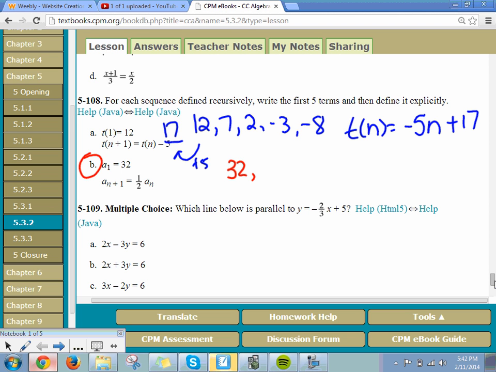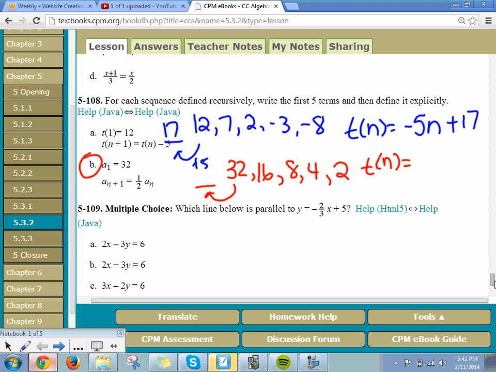Then in B, they tell me that the first number in the sequence is 32. Then I'm going to take that and multiply it by 1/2. So 32 times 1/2, I believe, is 16. 16 times 1/2 is 8. 8 times 1/2 is 4. 4 times 1/2 is 2. 1, 2, 3, 4, 5.